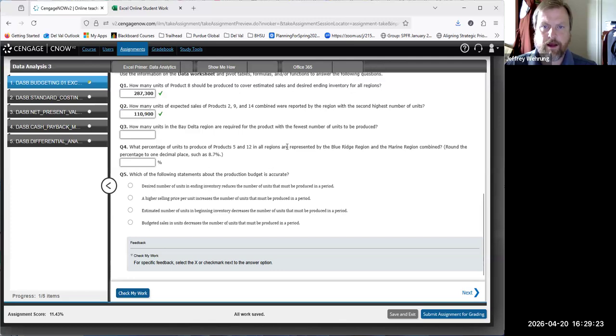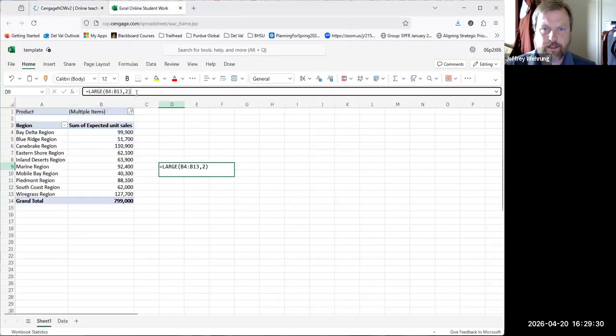Okay. Number 3. I'll show you that again. So, again, I did LARGE, the array, comma, and then 2 because we want the second largest.